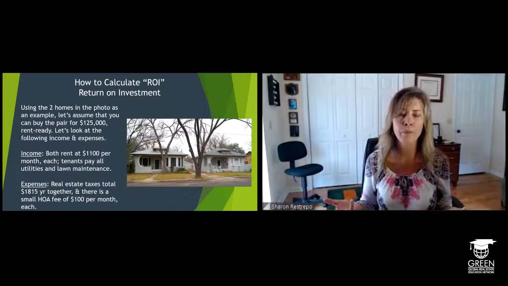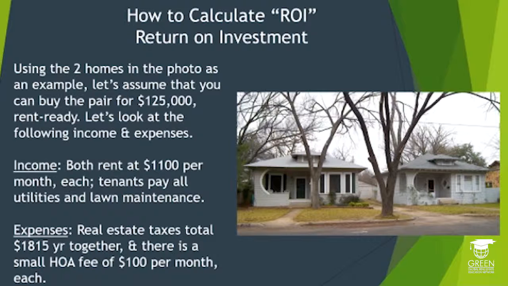So let's assume that you're buying these two homes next to each other as a package, and you get to buy them both as a package for $125,000 rent ready. Okay, so we're going to look at this example. The income would be $1,100 per month for each. So we're going to bring in $1,100 for each property. Wow, what a steal! $125,000 ready to go, and your tenants are going to pay you $1,100 a month each.